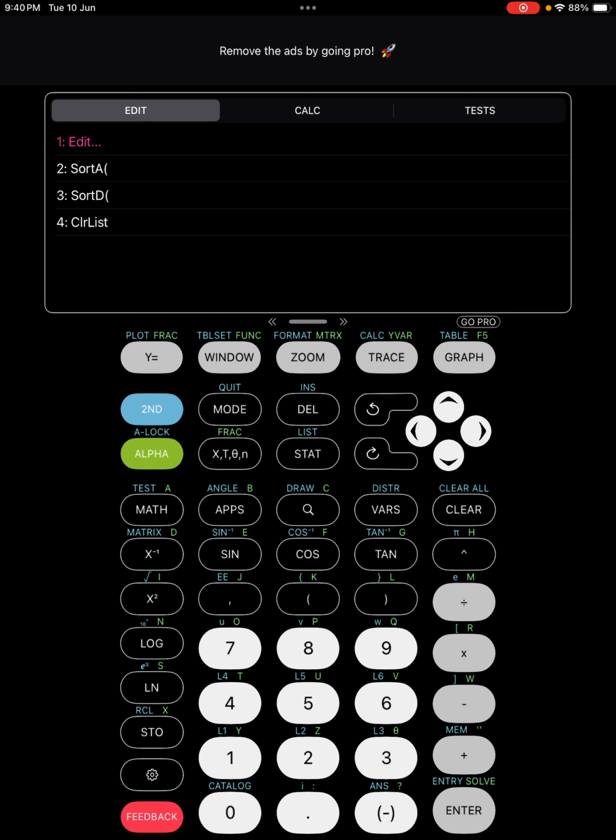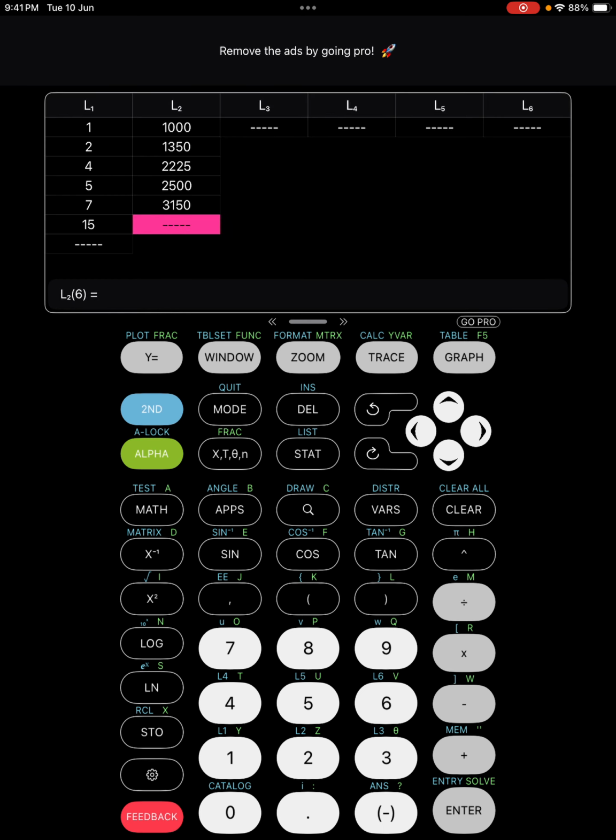So anyway, let's get down to business, okay? So if we go to stat, go to edit. What I did earlier was I put in all the data from the hot air balloon and the number of passengers. So this is what you get to see. So it would be 15, 3, 150. Let me see, what am I missing?